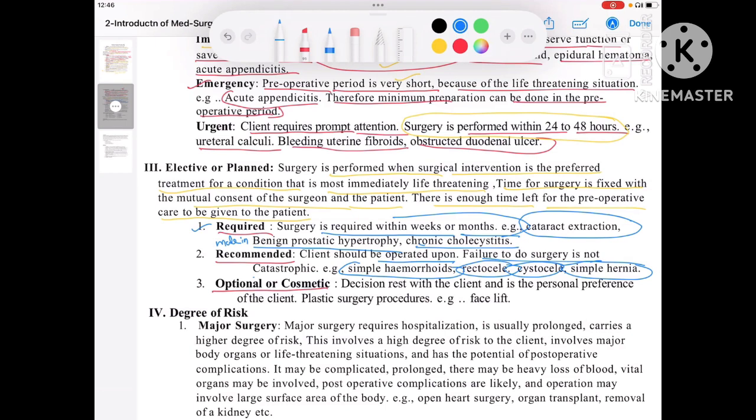And optional or cosmetic. The decision rests with the client and is a personal preference of the client. Plastic surgery procedures such as facelift are examples. So they will give the option whenever you want, you can do it. This is the elective or planned. So what are the things coming under that? Required means it has to be done within weeks, for example cataract surgery. Recommended means the client should be operated upon, but failure to do the surgery is not catastrophic. Optional means they can do it, that is a personal preference of the patient. So that is elective or planned.